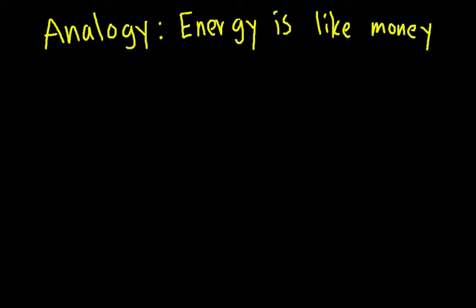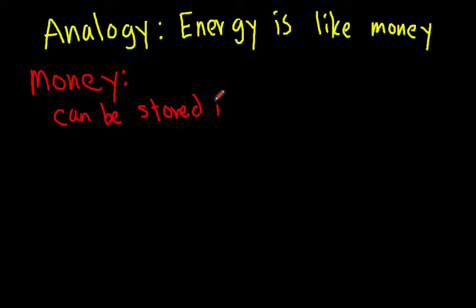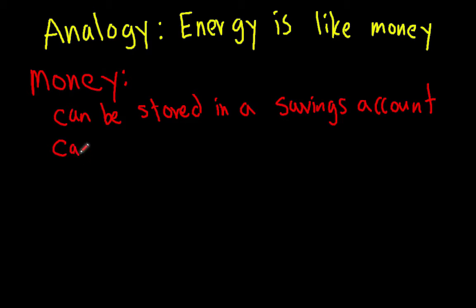Since money is something you pretty much understand, let's look at some of the properties of money that can be compared. Money can be stored. If you have a savings account, you can put a certain amount of money in the savings account and it will be stored up for later use there. However, you can also have money available to use if you have a checking account or if you carry cash.